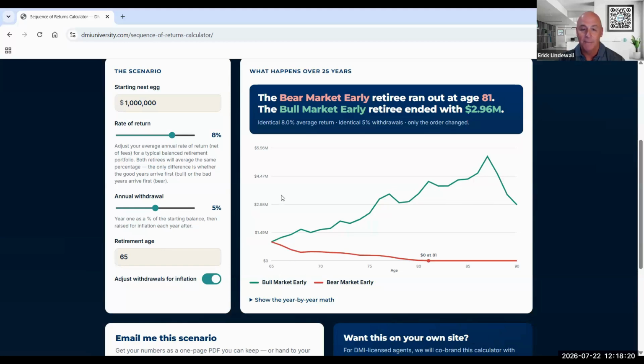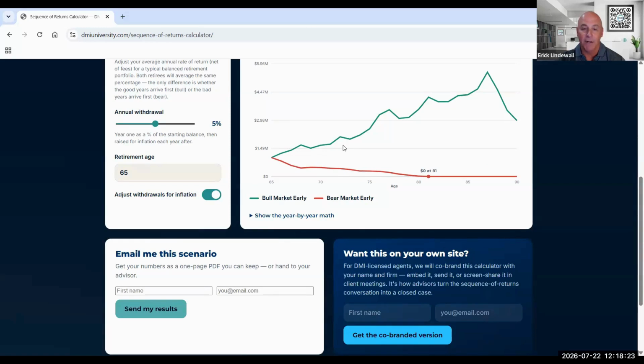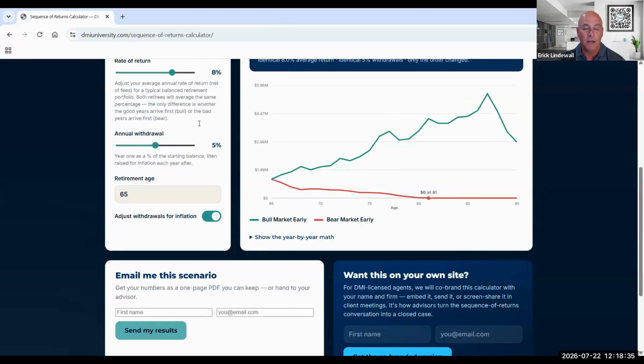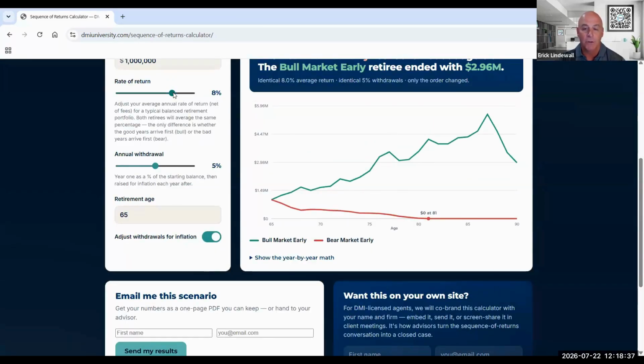And you can see very, very different outcomes based solely on whether I'm lucky enough to retire in an up market or unlucky enough to retire in a down market. And you'll notice that as I play with these numbers, the chart is dynamic, right? So you can show someone, hey, if we are able to average 8% and we withdraw 5% a year, a bad market, a bear market scenario early could potentially have you running out of money completely at age 81.